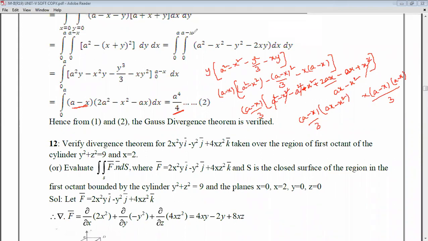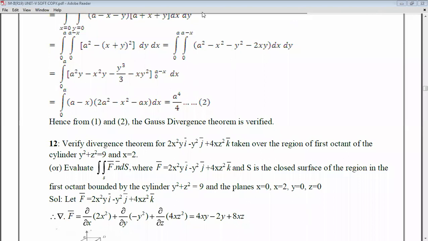So therefore, simply what we can say is that Gauss divergence theorem is verified. So finally, from 1 and 2, the integral of f bar dot n bar ds over the surface S is equal to the integral of divergence f bar dv. Both are equal. Then we'll say that Gauss divergence theorem is verified.